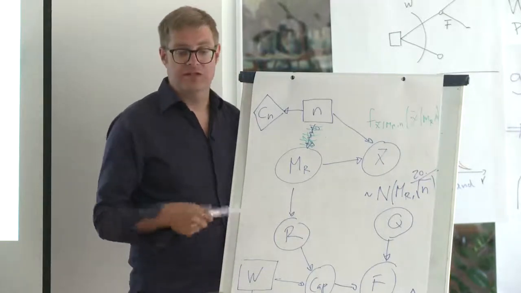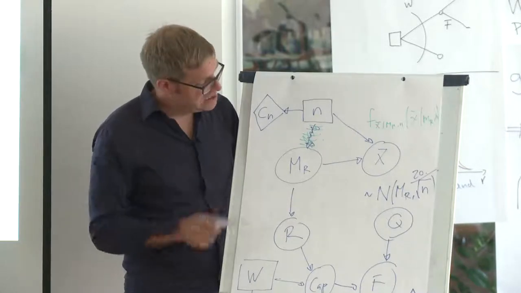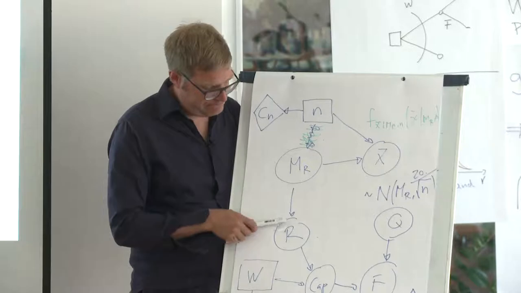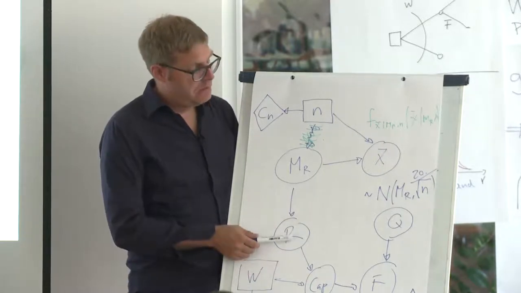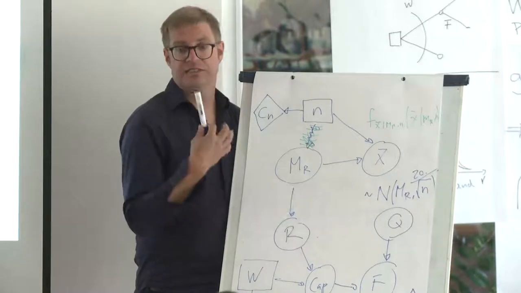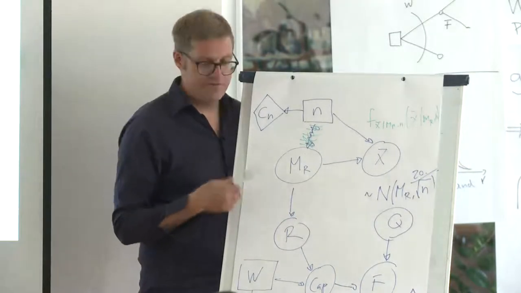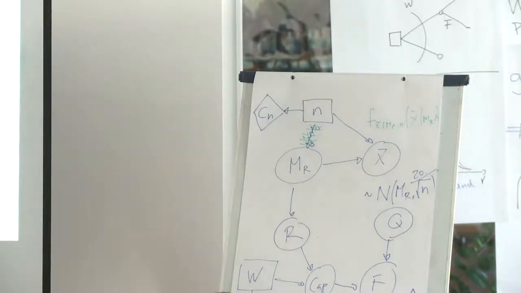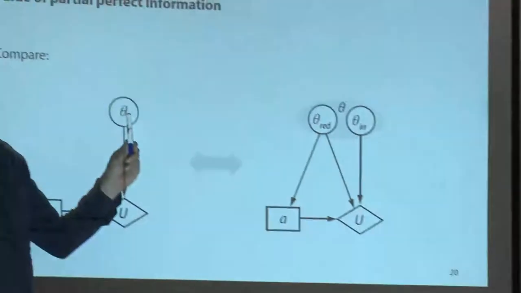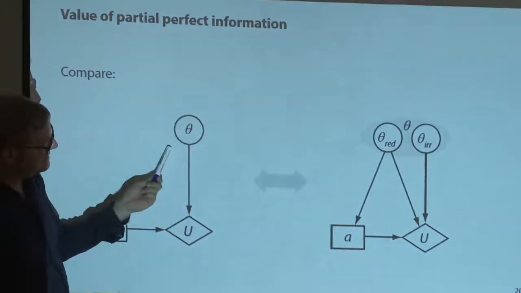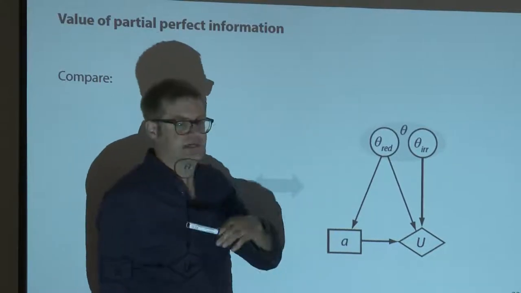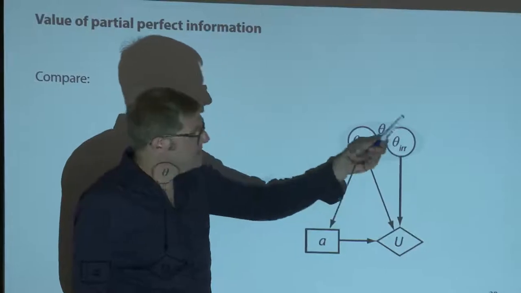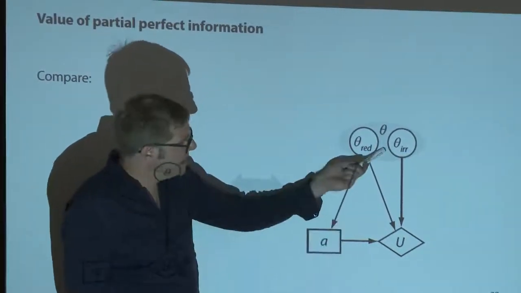So instead, we can calculate the value of partial perfect information, where we assume that for those random variables where we can collect information, we know them perfectly. But for those where it's not possible to collect information, we still consider them as random. And then we do the same kind of analysis that I showed before. If I show it in terms of a Bayesian network, this is now not just one parameter, but multiple parameters, a vector of parameters. I'm separating those into those that are reducible, meaning we can actually learn something about them, also sometimes called epistemic, and those that are irreducible, sometimes called aleatory. We cannot learn anything about them.